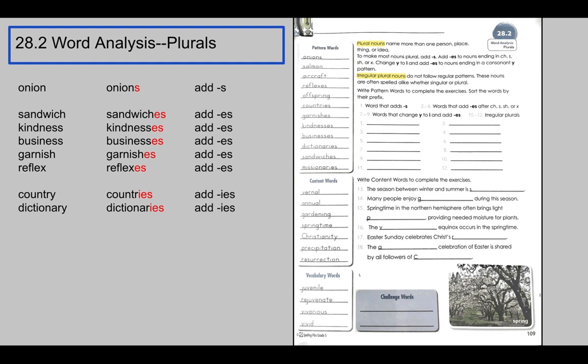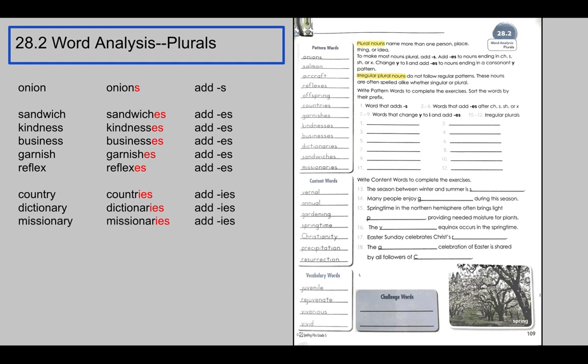Dictionary. All right, so if we think about Mrs. Granger from Frindle, she really liked the dictionary. But I bet if we went into her classroom, we would find not just one single dictionary on her shelf, but we would find many dictionaries on her shelf. Dictionary is singular. Dictionaries is plural. The rule says we change the Y to I and add ES to make it plural.